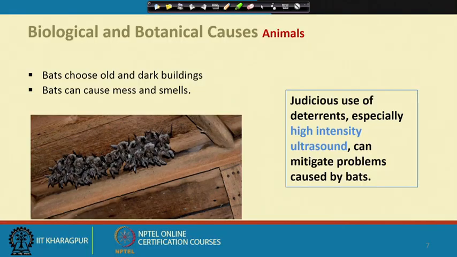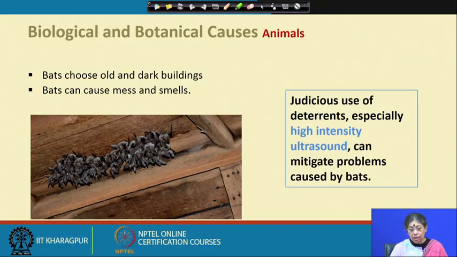So, what is the remedial measure? Especially judicious use of deterrents, especially high intensity ultrasound, can mitigate problems caused by bats. There is research being done on what sort of intensity can be used. Earlier there were electrocution or spikes, but these are not allowed nowadays, and so one has to take a measure which does not cause further damage to these animals or birds, but also can take care of the historic fabric.